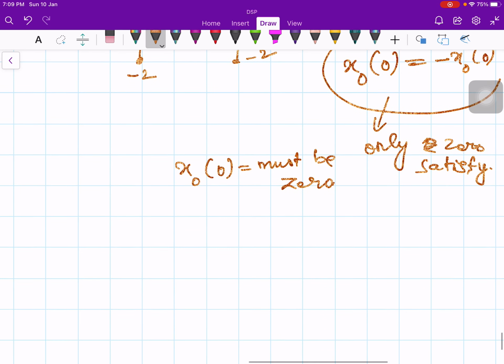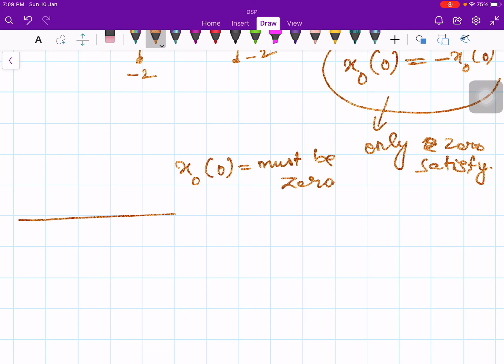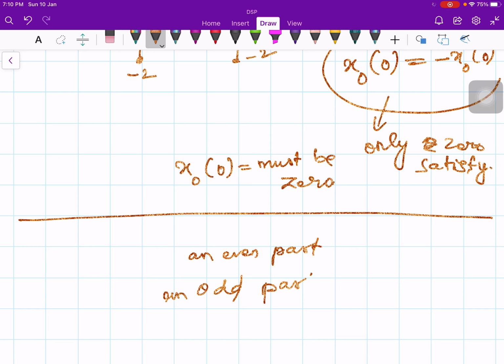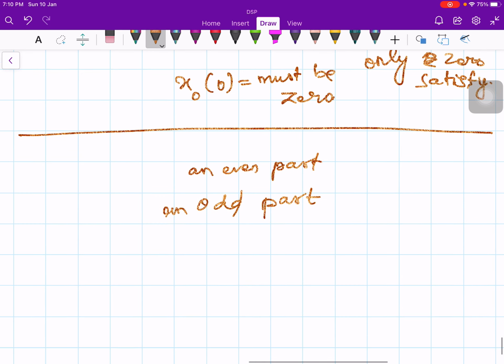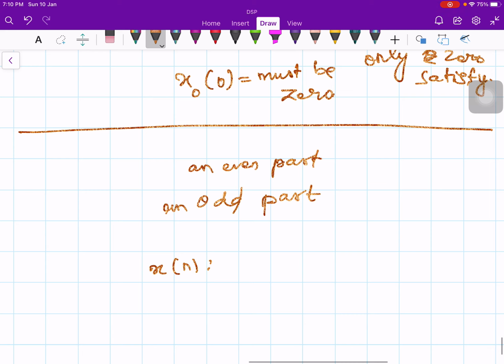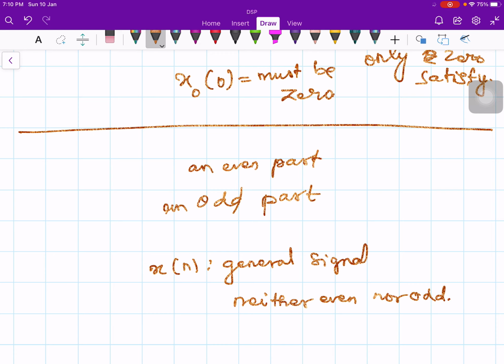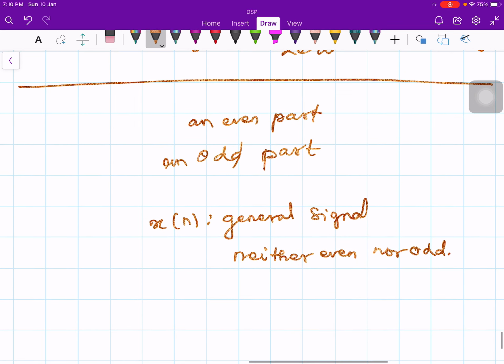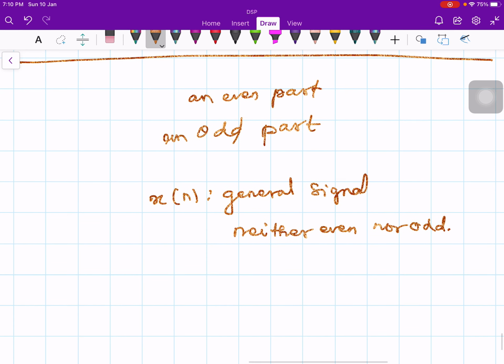Okay, now in general, a signal is neither even nor odd, need not be even and need not be odd. But such a signal can be decomposed into two parts, an even part and an odd part. You can decompose into two parts. So you take a general signal. This is the general signal, and this general signal is neither even nor odd. Okay, but such a signal can be decomposed into odd part and even part. How do you decompose?